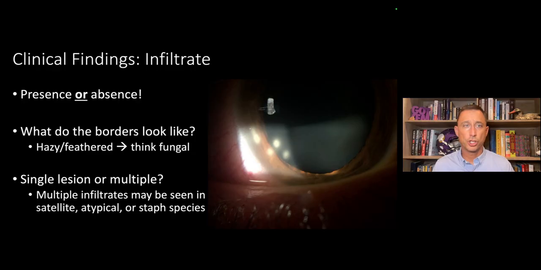We want to look at infiltrates. Are they there? Are they not there? Is it fuzzy or hazy borders? More likely to be fungal if that's the case. And then think about single or multiple. It goes back to culturing or not. This particular patient has 4 lesions present. One of them on the superior side there being an artifact, but really 4 lesions present here. I'm going to culture this. Now, it may turn out to be staph marginal, and I may eventually put this patient on a steroid, but with 4 lesions, they're not going to get out of my clinic without me culturing this.